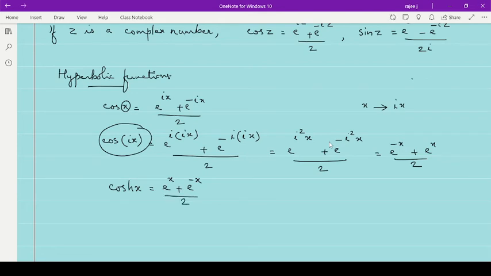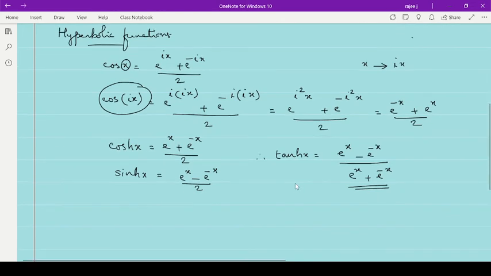Similarly, we can get sinh x, hyperbolic sin, which is equal to e raised to x minus e raised to minus x divided by 2. And from here tanh x you will get. Tanh x is sin upon cos, this divided by this, so the 2 will get cancelled, and you get e raised to x minus e raised to minus x divided by e raised to x plus e raised to minus x. This is tanh x, hyperbolic tangent.